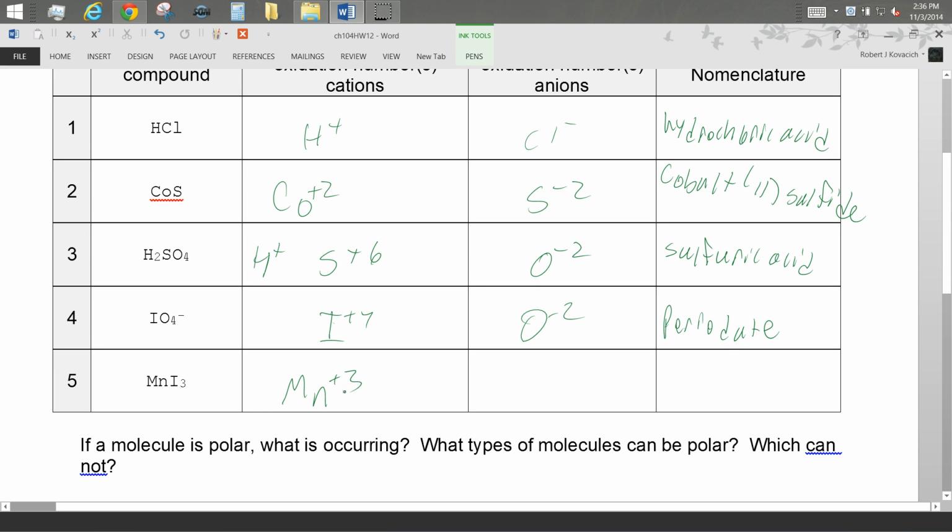And the last one. Manganese with a +3 charge is our cation, and our anion is iodide with a negative charge. And so this is manganese 3 iodide, right? Transition metal.